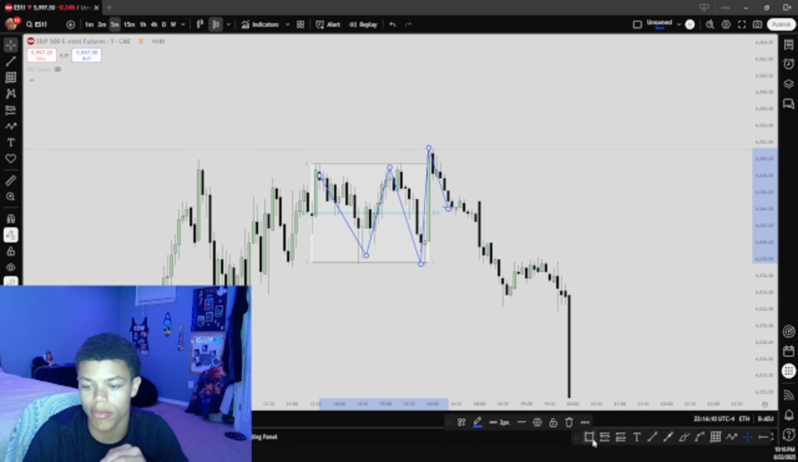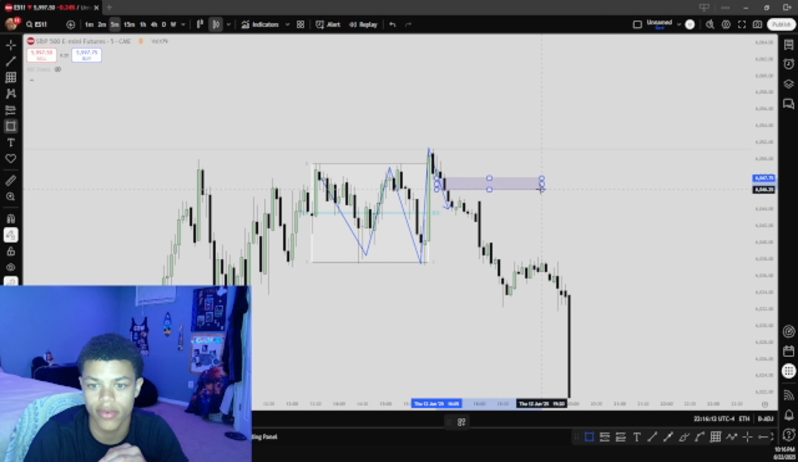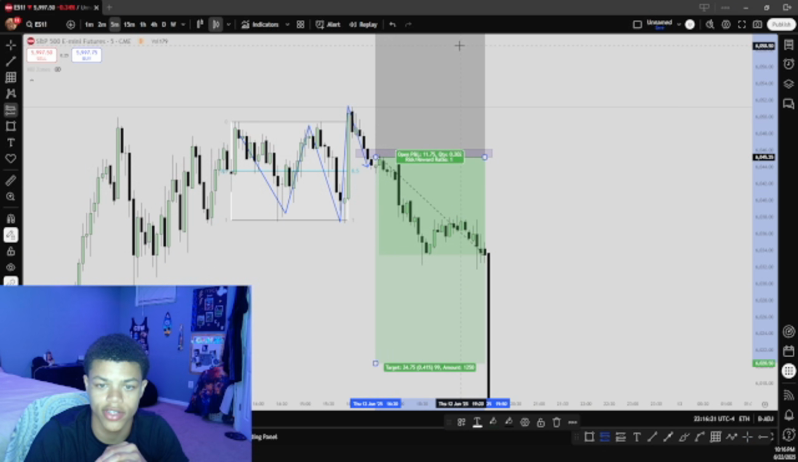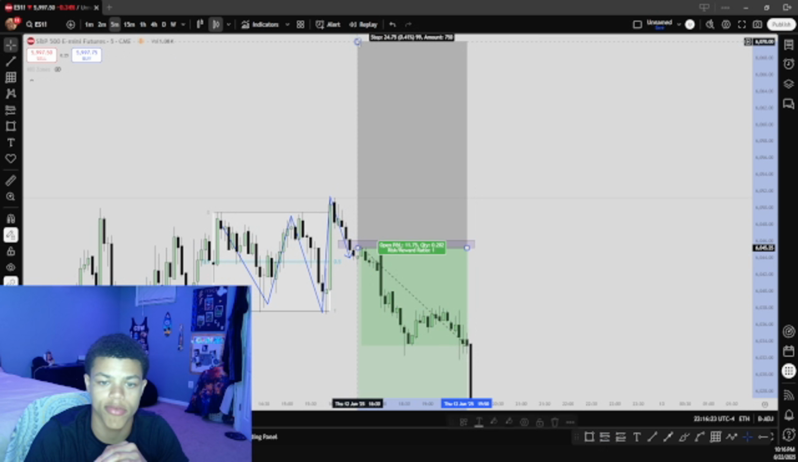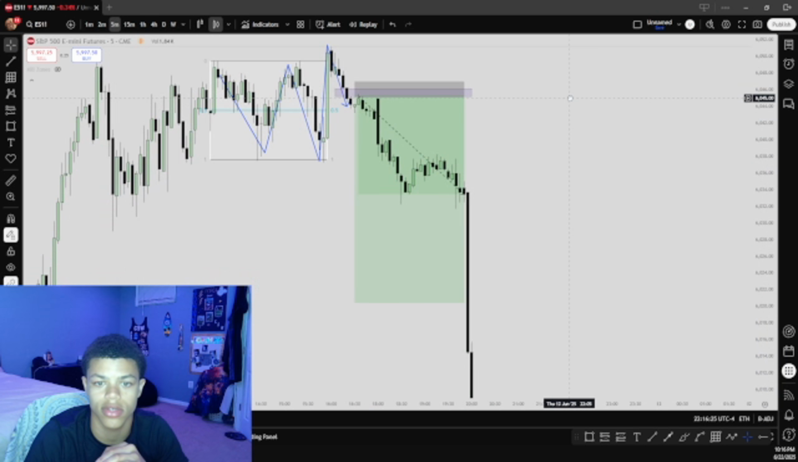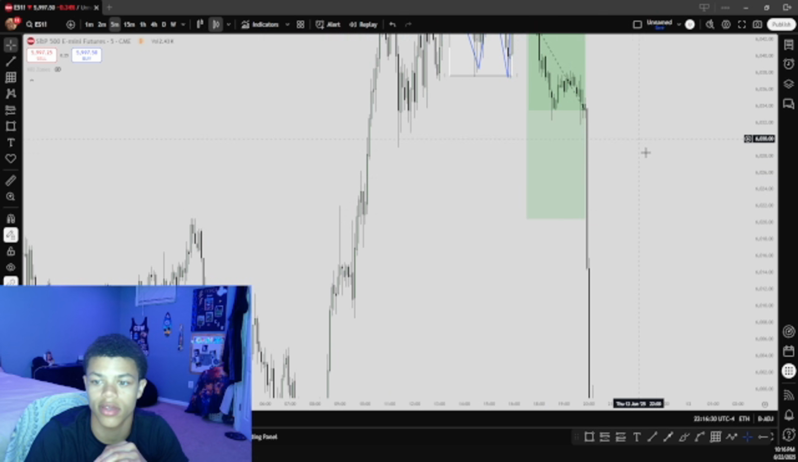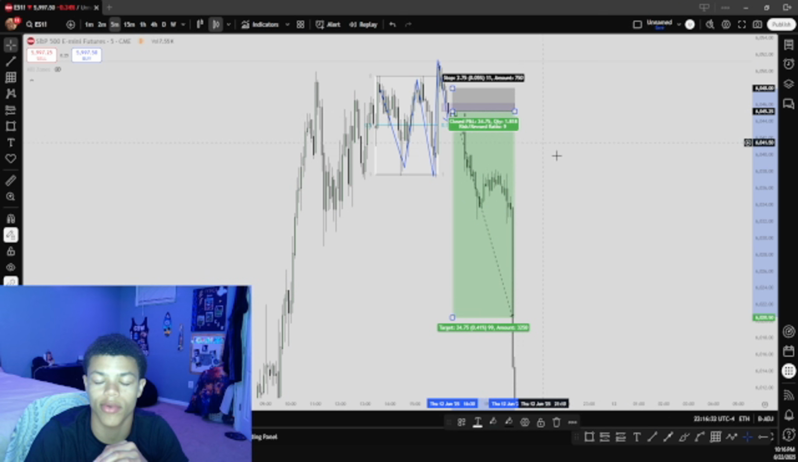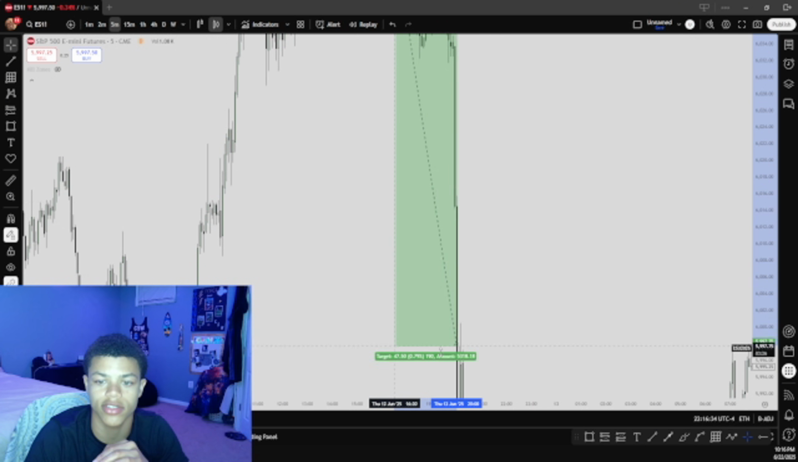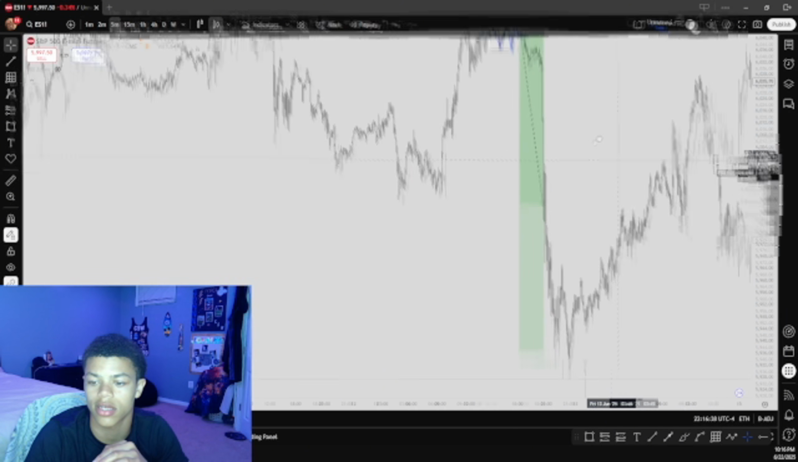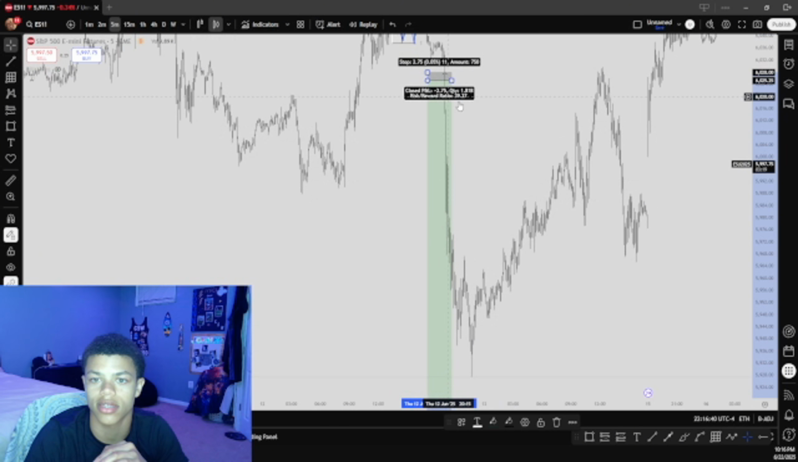So boom, I can mark out this fair value gap that we have right there. We'll retrace from that perfectly. Enter in right here. Beautiful risk management, which we'll get into soon. I'll probably put it above the fair value gap, above that, just for safety. And we can see how we would play out this trade. And as you see, it went down a lot. A lot.